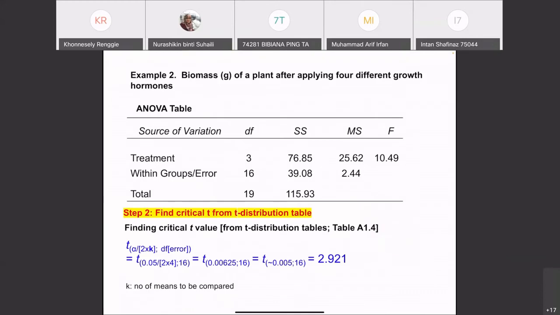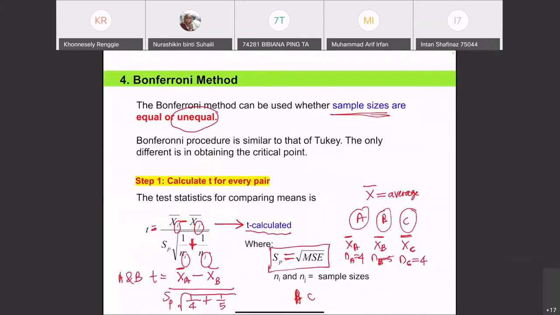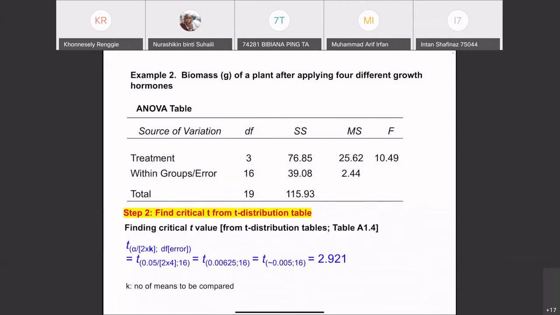So that is the first step, whereby you have to calculate the T for every pair. And then the second step for the Bonferroni method is to find the critical T from the T distribution table. For this one, it only has one value. It's only for the T calculated that you have many values depending on the pairs, but for the critical T, it only has one value.